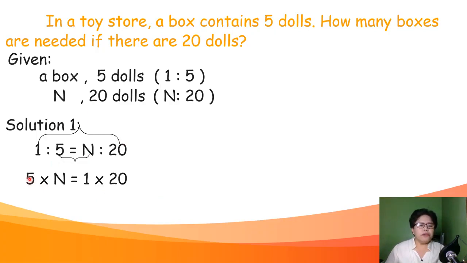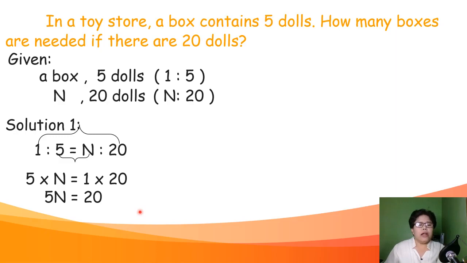Kapag i-multiply mo yung number with a letter, itabi mo na lang yan. Yun na yung sagot niyan. Ibig sabihin lang nun, 5n. 5 times n, 5n. 1 times 20 is just 20. So, sagot nito is 5n. Sagot nito is 20. And then, equate mo ulit. So, ginawa natin dito na sa baba yung sagot.